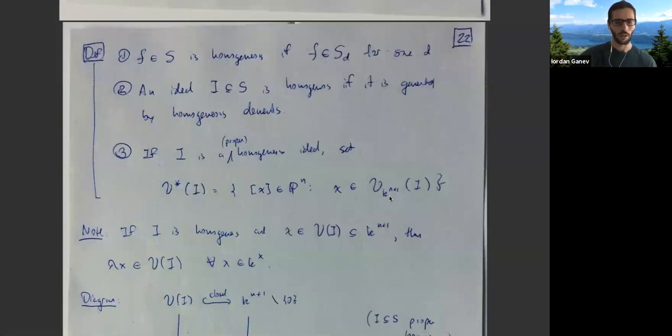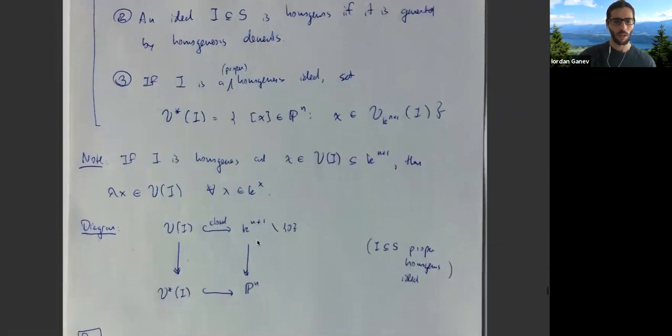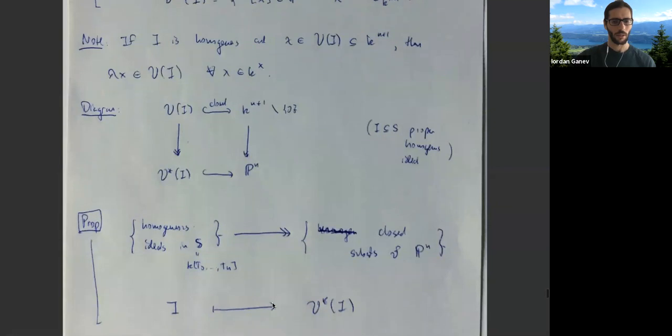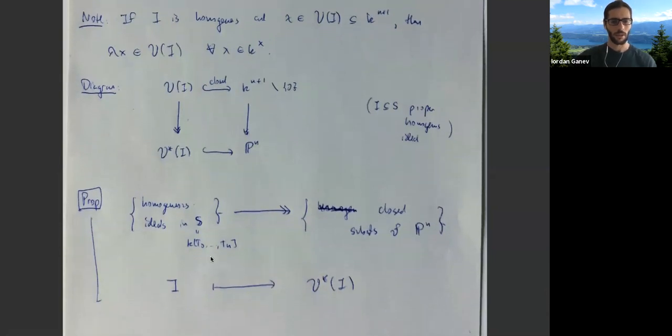So I think this diagram is important to keep in mind. This is the quotient map from K^(n+1) minus zero to Pn. And here, if we have any ideal, then it defines a closed subset. But if it's a homogeneous ideal, then we think about its quotient, and that defines a closed subset of Pn. So the upshot here is that homogeneous ideals in S give us the closed subsets of Pn.